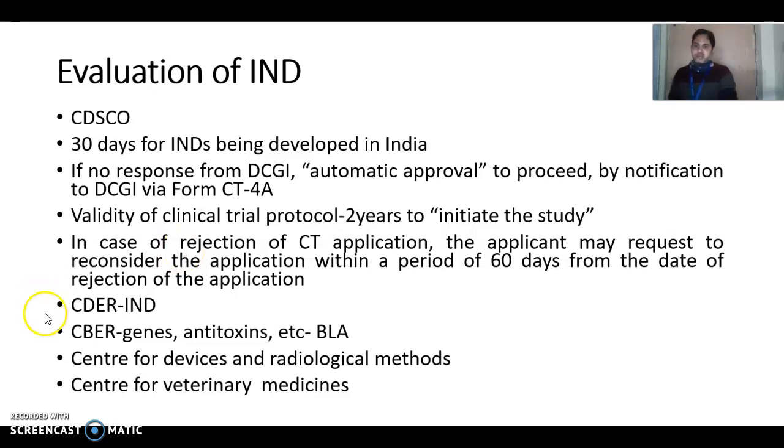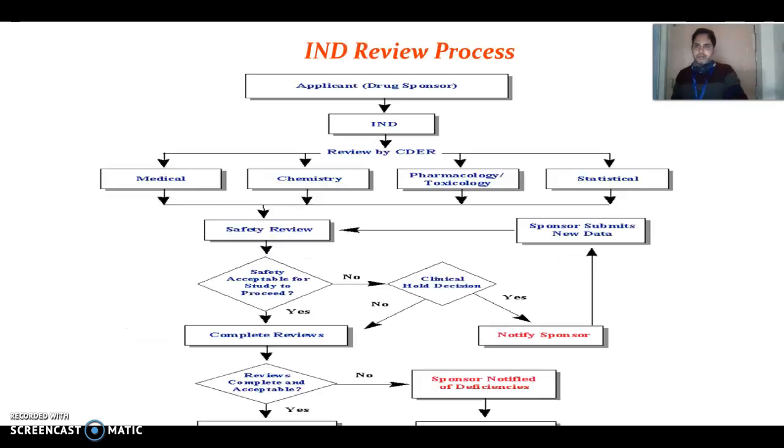This is CDER, Center for Drug Evaluation and Research, where the IND of a new chemical entity is evaluated. CBER is the Center for Biologics Evaluation and Research. If your molecule is related to genes or antitoxins, that application we call a BLA, Biologics License Application. There is another center for devices and radiological health. If you are working on medical devices and want to start a clinical trial, there is also the Center for Veterinary Medicine. All these are the departments where your IND is analyzed and the regulatory authority will make the decision.